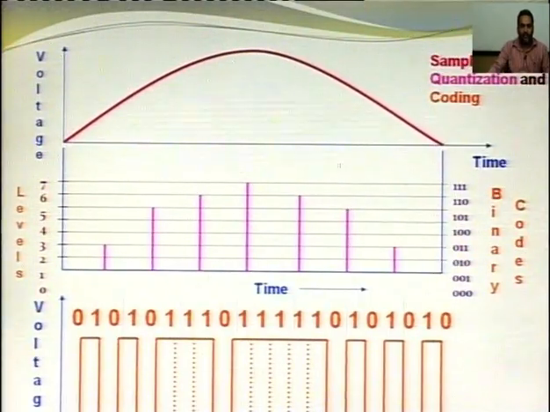Then next is 1 1 0, which means sixth level. Then 1 1 1 means seventh level, that is the highest vertical sample. Then again 1 1 0 and so on. In this case, 1 is represented by a pulse and 0 is represented by no pulse. So, a pattern like this is generated. This is the final pulse code modulated signal.